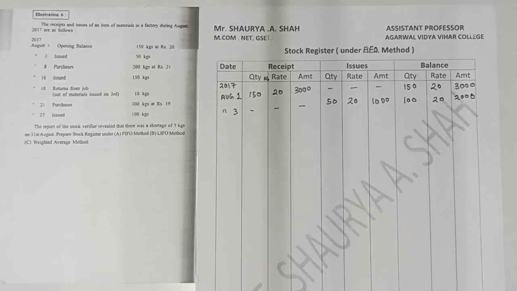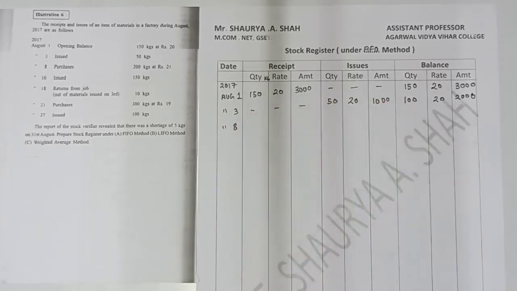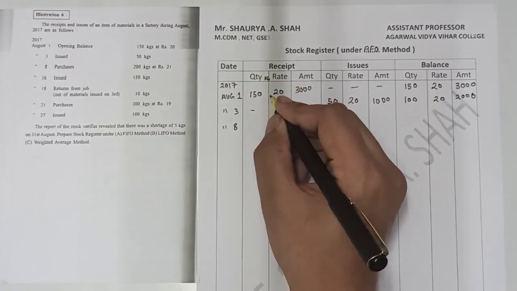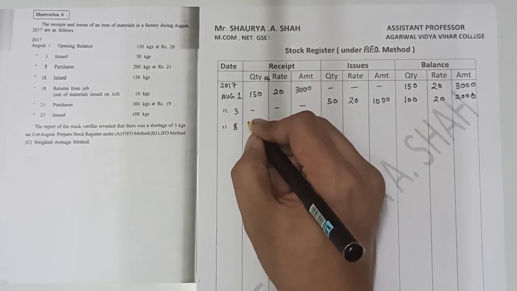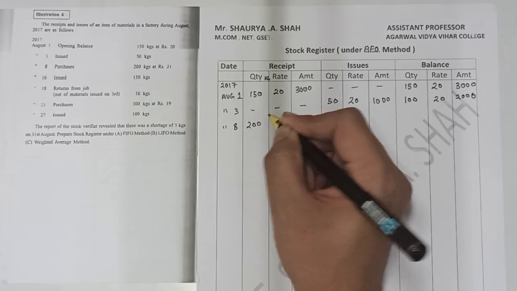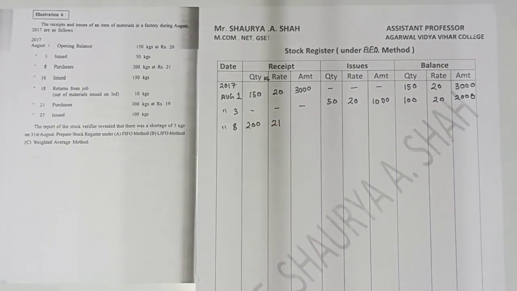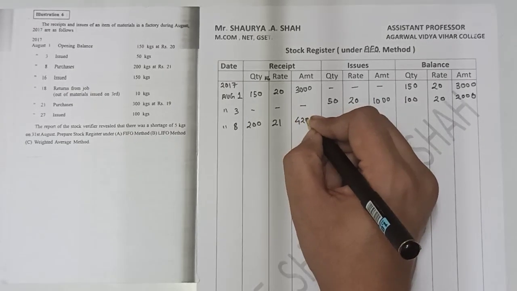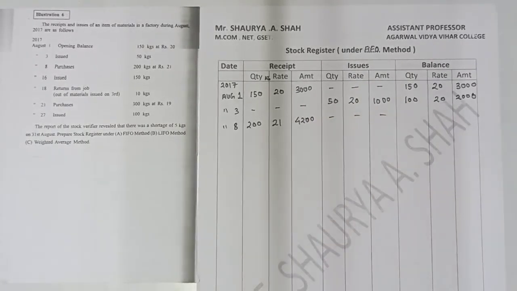Moving on to the next transaction, that is on 8th of August, right? On 8th of August, you have purchased 200 kgs at the rate of 21. So write down in the receipt column; purchases will always be written in receipt, issues will always be written in issues. So in the purchase column, write down 200 kg, rate is 21. Multiply 200 by 21, you will get the answer of 4200, students, right? Issues again will be dash.